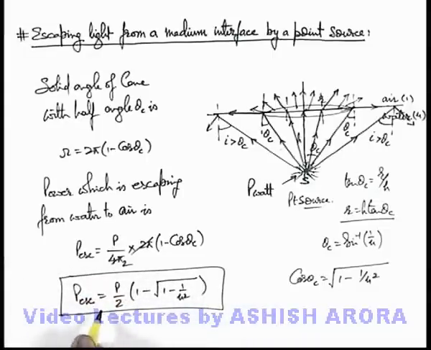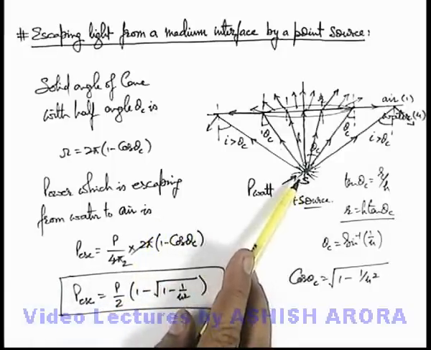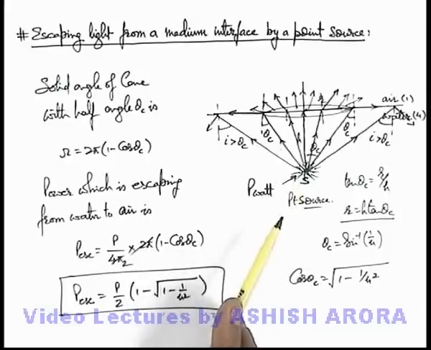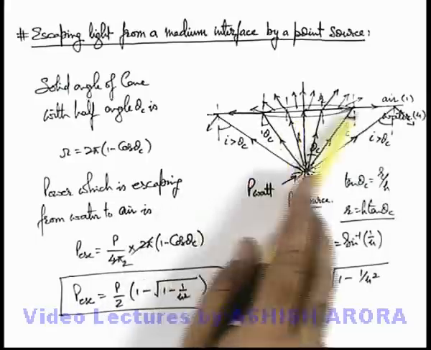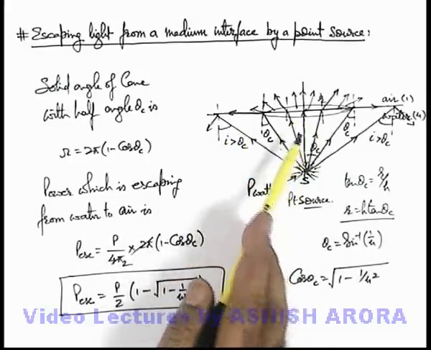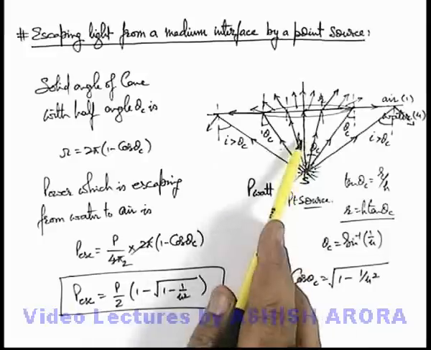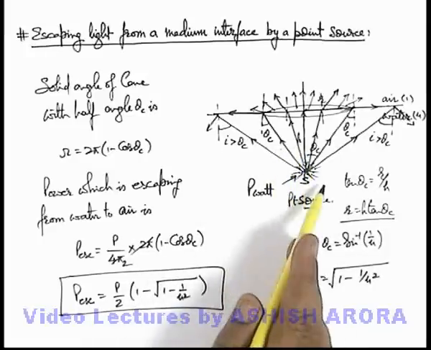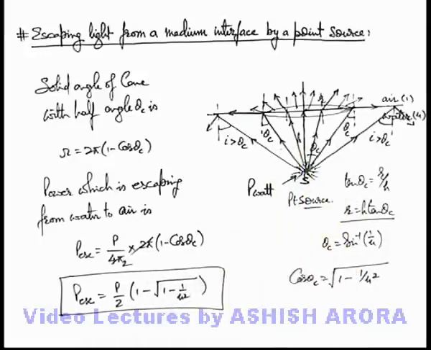So this is the amount of light energy which escapes from the water to the outside region if a point source of power P watt is placed at a depth h below the interface. And here you can see the power which is escaping is independent of h. It only depends on the refractive index of water, or the medium in which the source is placed.